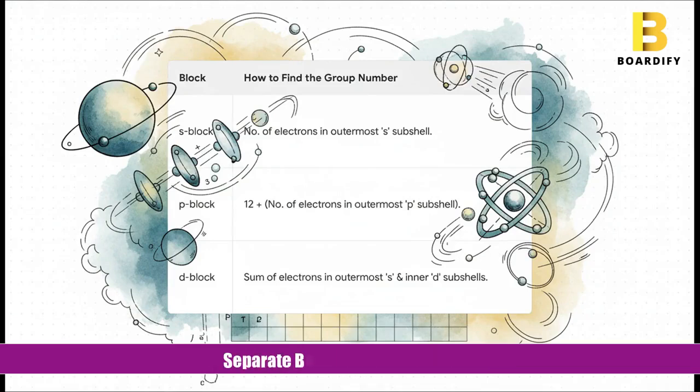For S-block elements, like our friend potassium, the group number is just the number of electrons in that outer S subshell. Potassium's configuration ends in 4s1, so it's in group 1. For P-block elements, you just add 12 to the number of outer P electrons. It's all based directly on the configuration.